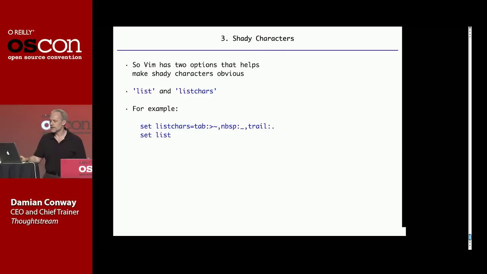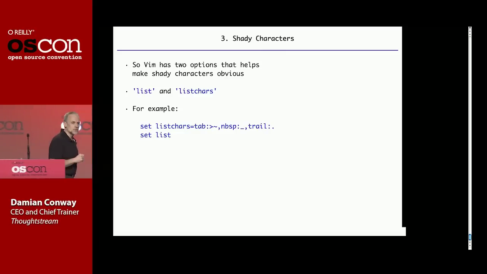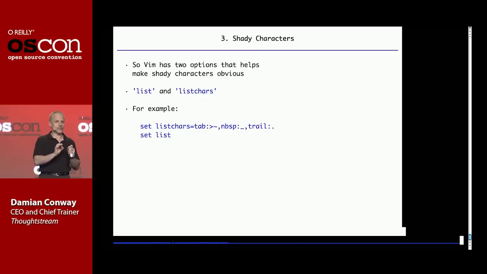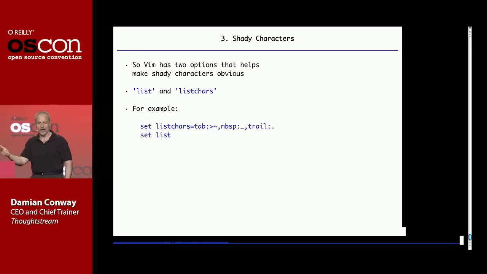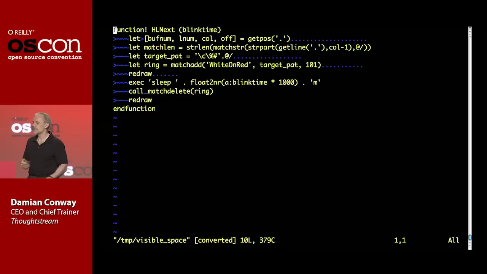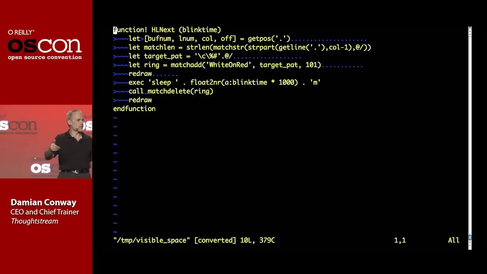Well, Vim has a couple of options that let you do that. The list and list chars option. The list chars option lets you specify how you want tabs and non-breaking spaces and trailing white space to be represented. And then turning on the list option makes Vim actually do that. So you turn those two options on, and now exactly the same file has little markers in it to tell you when you've got characters that you don't want to see. And that can help you get rid of them.